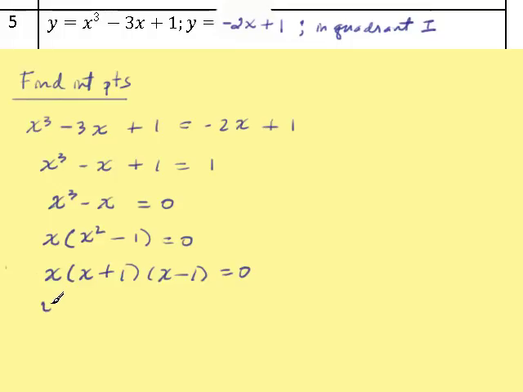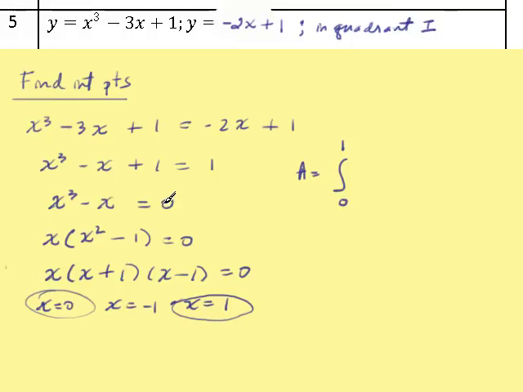And we get 3 intersection points: x equals 0, x equals minus 1, and x equals 1. Now we're talking about quadrant 1, so these are the 2 intersection points that we're interested in, the 2 that are in quadrant 1. So we are going to integrate from 0 to 1 to find the area.